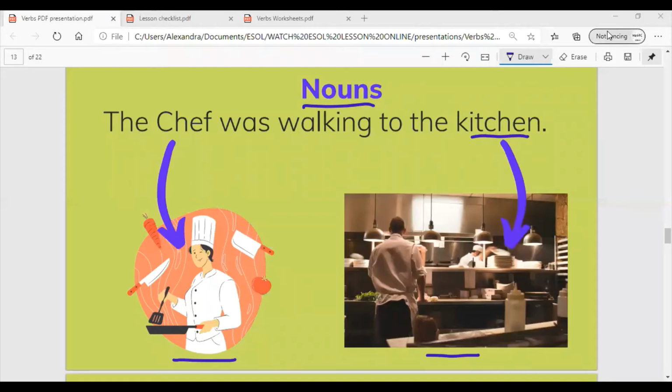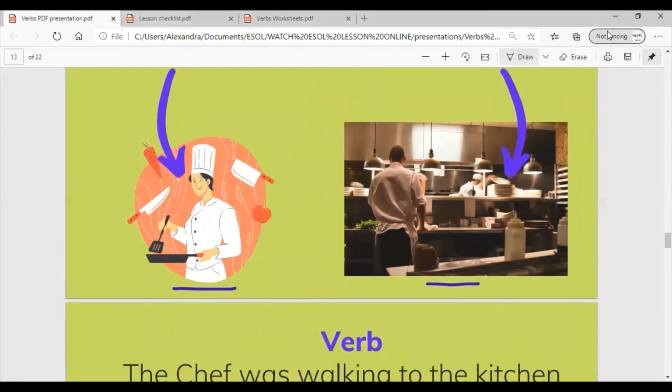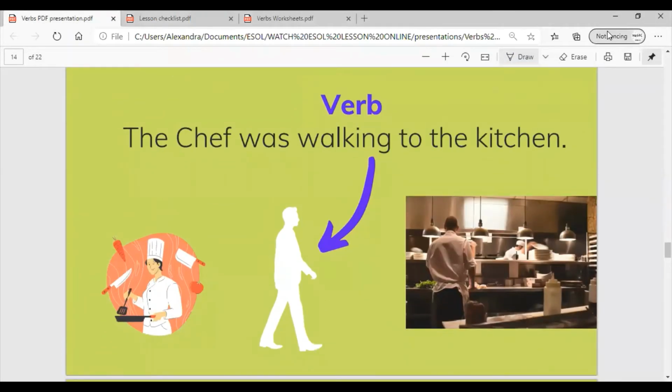Okay, so the chef was walking to the kitchen. So these are our nouns from last week. Now if we're looking for our verb, we can find the verb in the sentence because our verb is walking. It's the action that he is doing. He's walking to the kitchen. So that's a really quick way to identify a verb in a sentence.